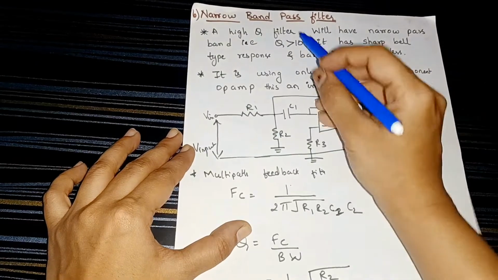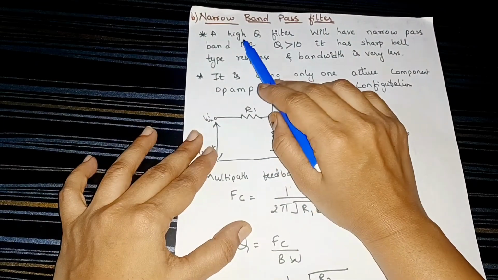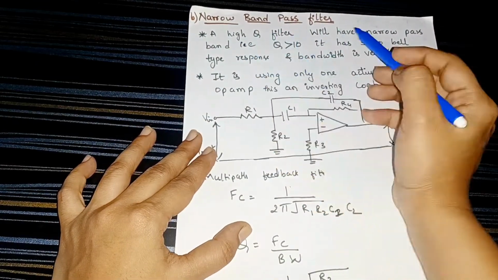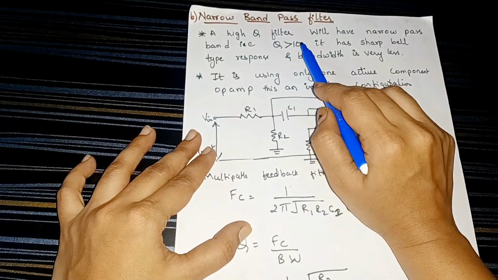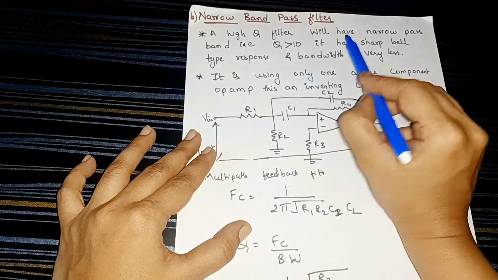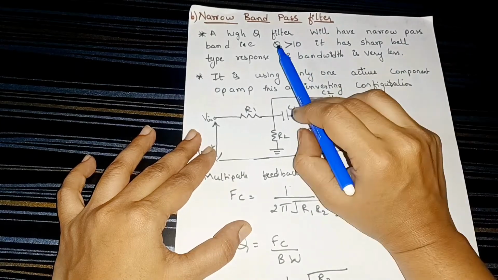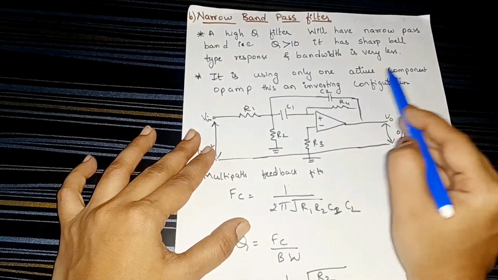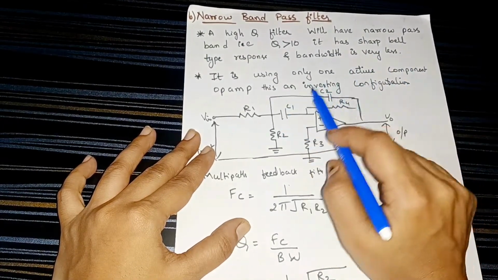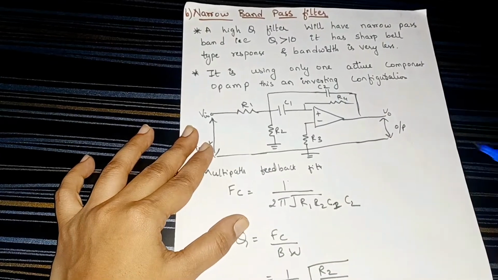Next we have the narrow band pass filter. A high Q filter will give us a narrow pass bandwidth, that is quality factor greater than 10. It has a sharp bell type response and a very small bandwidth. It uses only one active filter component. This is an inverting configuration.